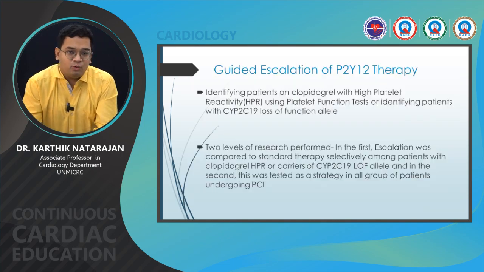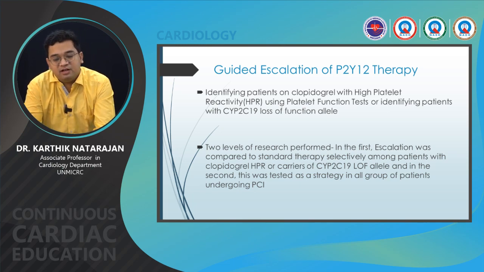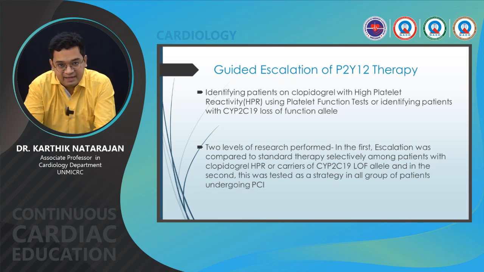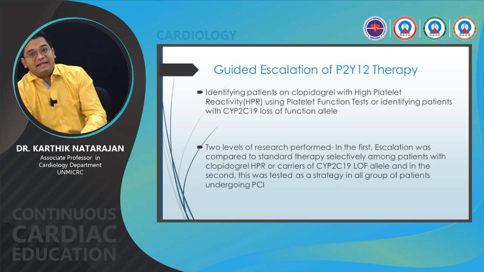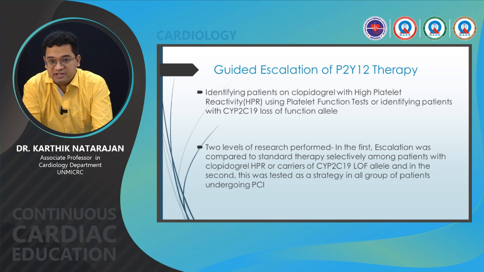The second thing which we can do is guided escalation of P2Y12 therapy. This remains more or less research oriented. We have not been doing it so much in our clinical practice. You need to identify patients on clopidogrel who either have a pharmacogenomic profile in the form of a loss of function allele of cytochrome 2C19, or who have high HPR, high platelet reactivity, on platelet function tests.